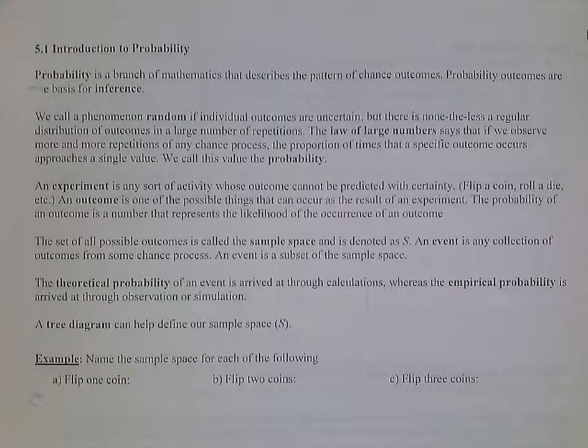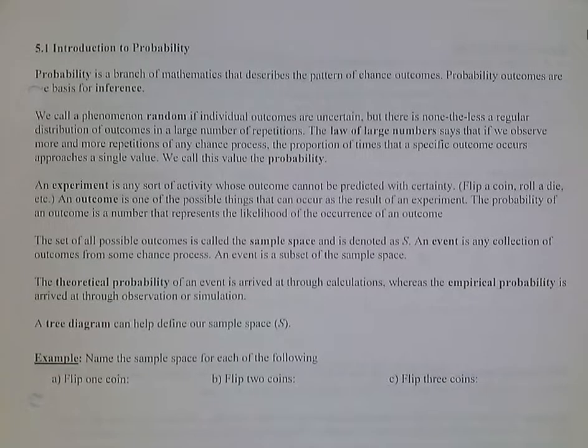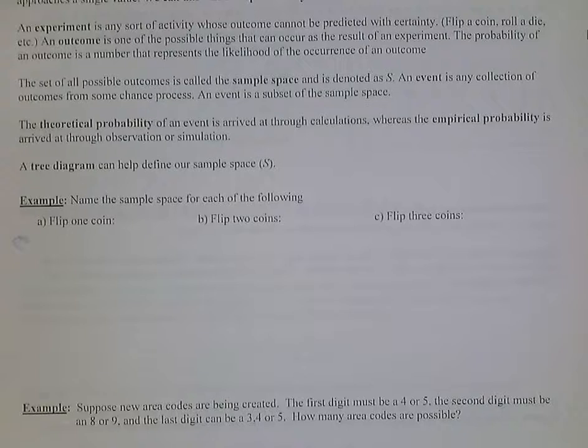One of the ways that we can easily define a sample space is by using a tree diagram. A tree diagram is just a way of mapping all of the possible outcomes that we could have during an experiment, our sample space. So if we look at that first example, it says to name the sample space for each of the following. We're going to look at the sample space for one flip of a coin, for two flips of a coin, and for three flips of a coin.